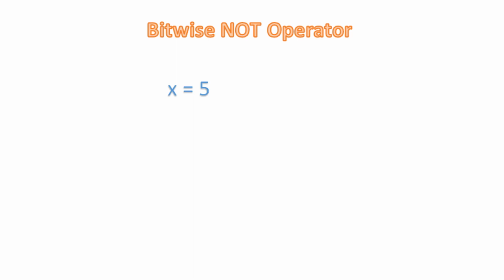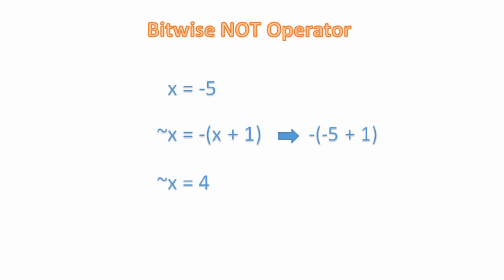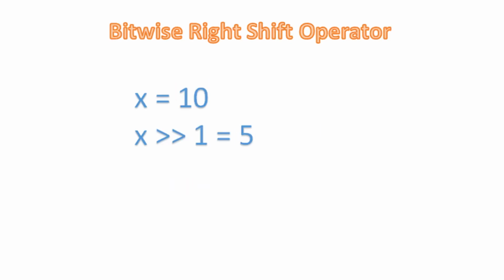It is easy to evaluate the output. In this example, x is equal to 5. We just need to add 1 to x and change the sign. If it is a positive number, change it to negative and vice versa. So the output tilde x is equal to minus 6. If x is equal to minus 5, then tilde x is equal to 4, because minus 5 plus 1 is equal to minus 4. And when the sign is changed, the output becomes 4.